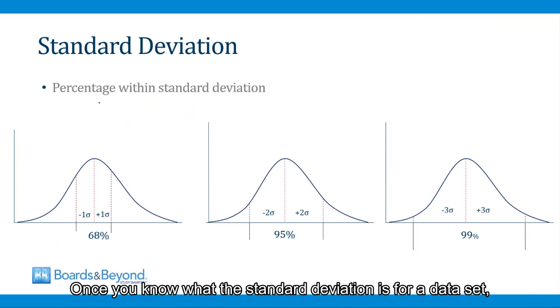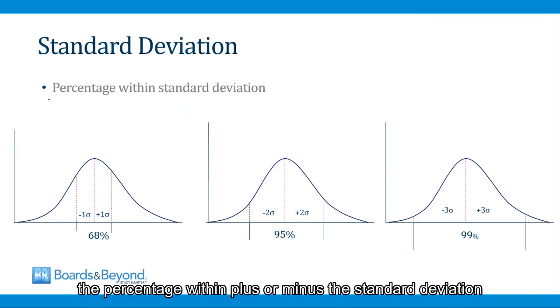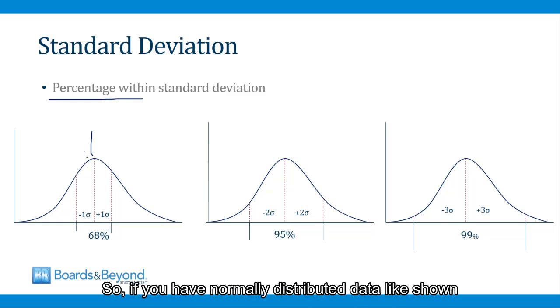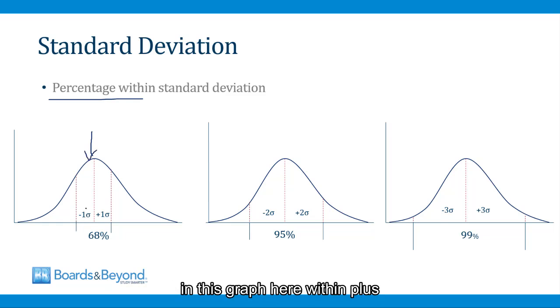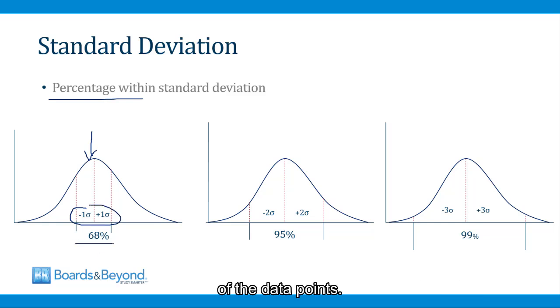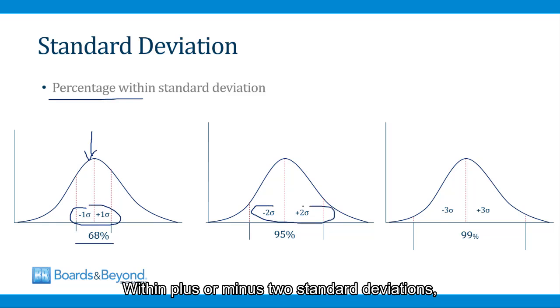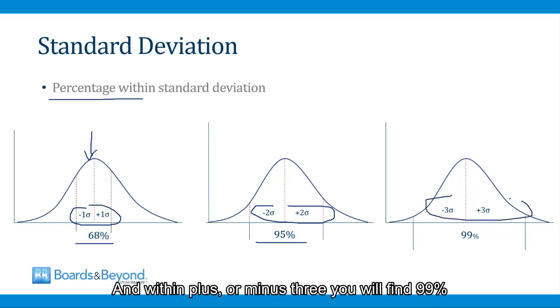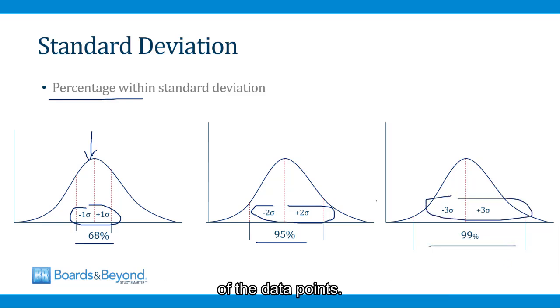Once you know what the standard deviation is for a data set, the percentage within plus or minus a standard deviation is always going to be the same. So if you have normally distributed data like shown in this graph here, within plus or minus 1 standard deviation you will always find 68% of the data points. Within plus or minus 2 standard deviations you'll find 95% of the data points, and within plus or minus 3 you will find 99% of the data points.